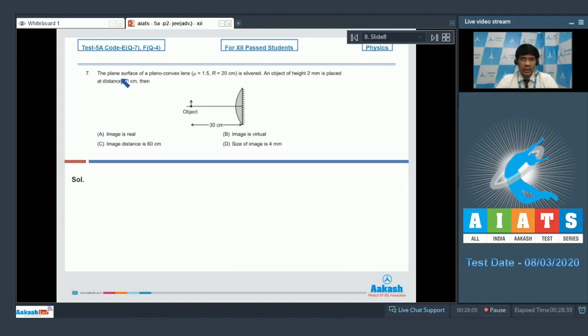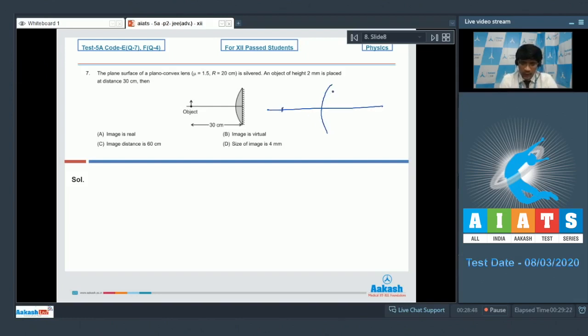Here in question number 7, the plane surface of a plano-convex lens, mu is equal to 1.5 and radius of curvature 20 cm, is silvered. An object of height 2 mm is placed at a distance 30 cm. Then we need to find the nature of the image and the distance and size of the image. Let's first try to evaluate where the image would be formed by the refraction from this curved surface.